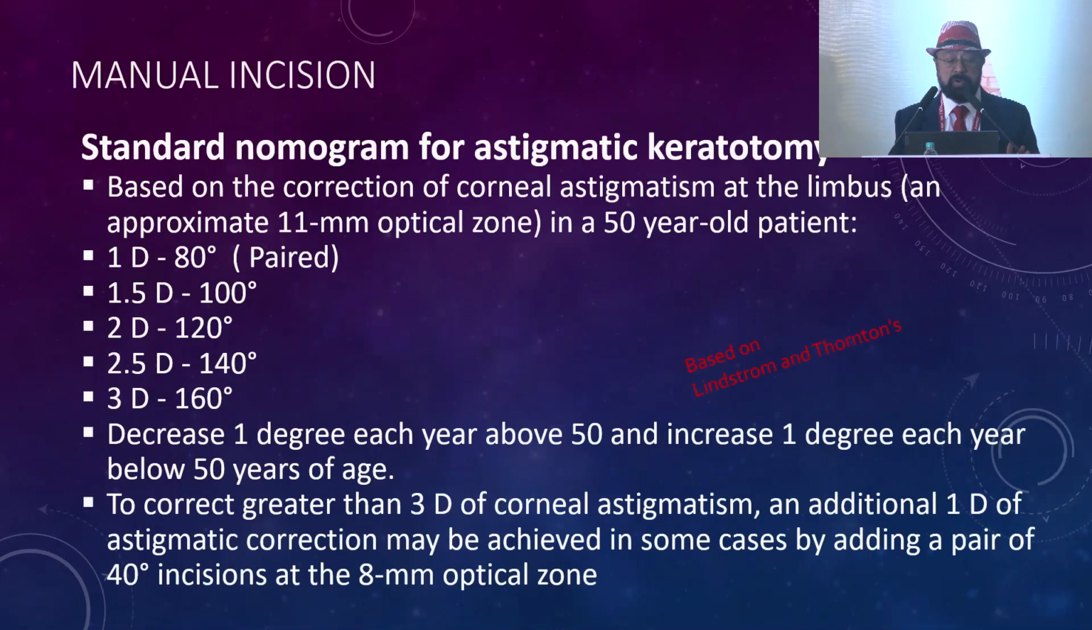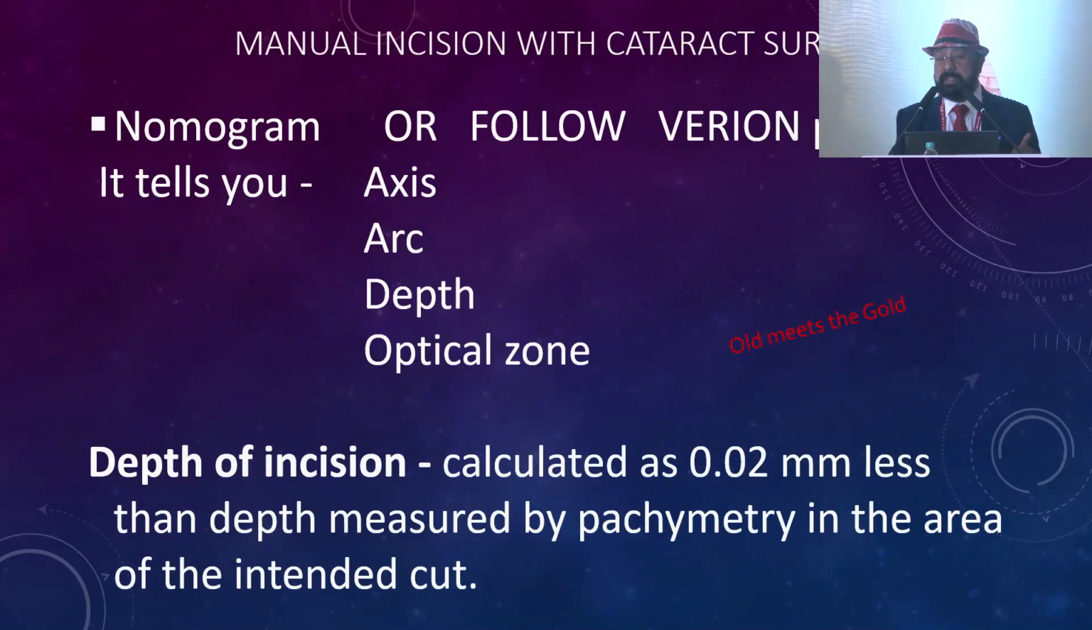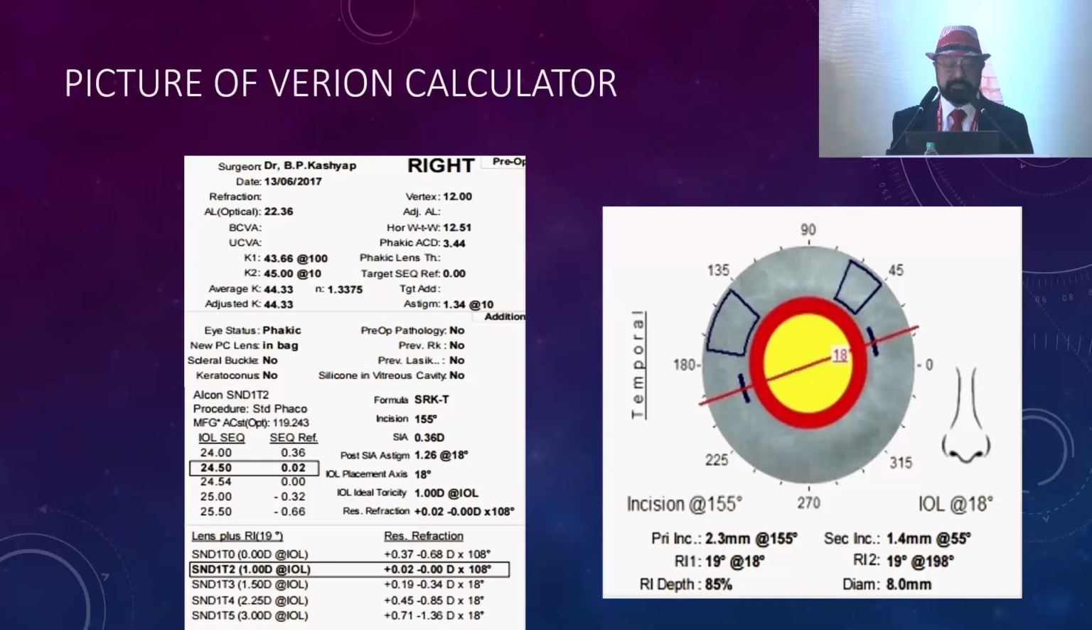There are certain nomograms if you're going for manual, and in the Varion you have got the planner to go for an Arcuate incision. Basically you go for the axis. What is the axis? What is the arc size? What is the depth? How deep you have to go? And what is the optical zone? They all determine the amount of astigmatism being corrected.